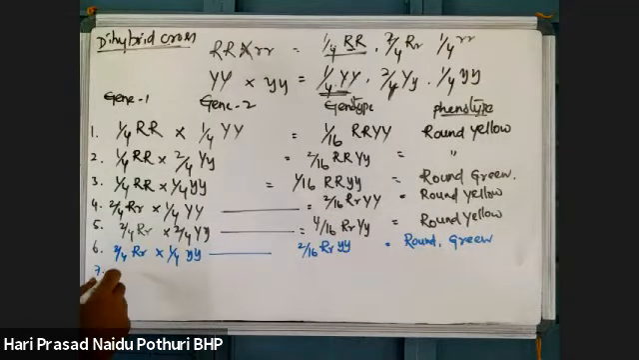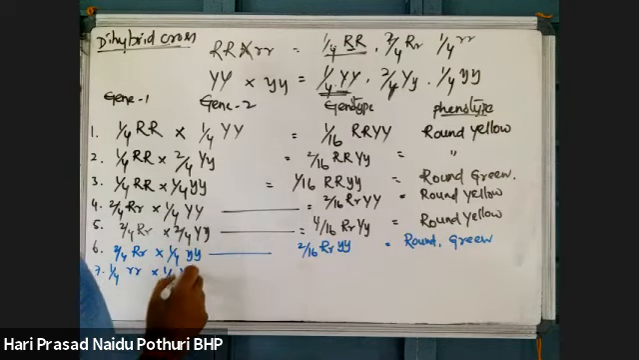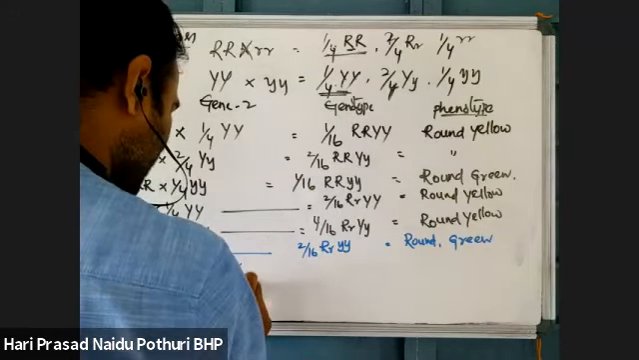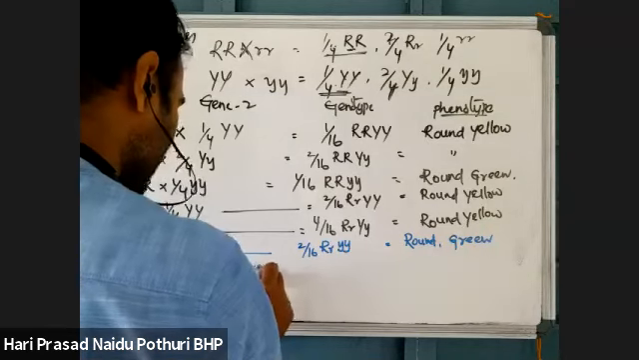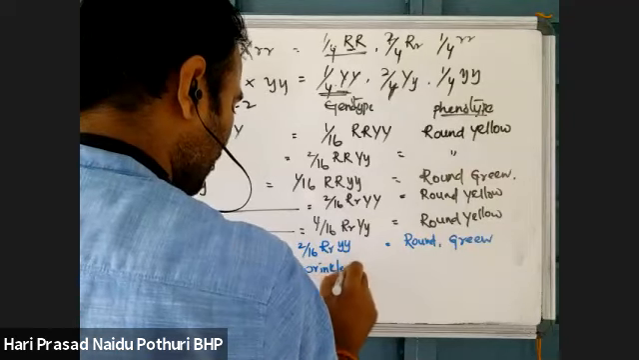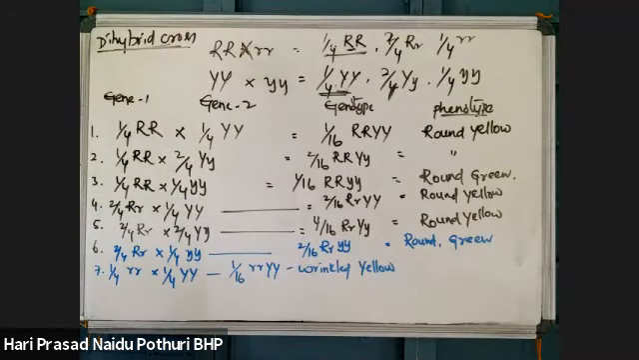Then seventh one. Capital R, small r complete. Then 1 by 4 small r into 1 by 4 capital Y. This will give what? 1 by 16 small r capital Y. This is wrinkled yellow, 1 by 16. Then 8th one.